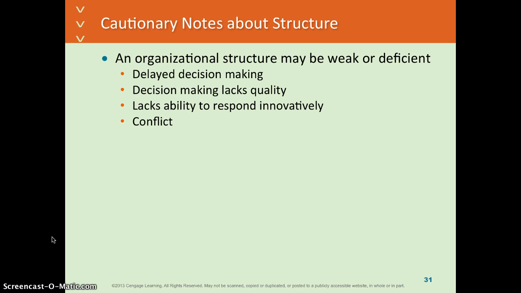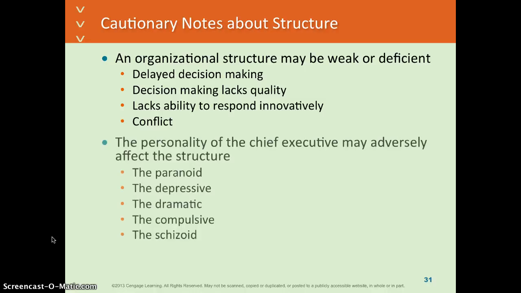Cautionary notes. An organization structure may be weak or deficient, which means they will delay decision making, not make quality decisions, lack innovation, which can be disastrous, and have conflict. The personality of the chief executive can also adversely affect your structure. That will be felt throughout the organization.